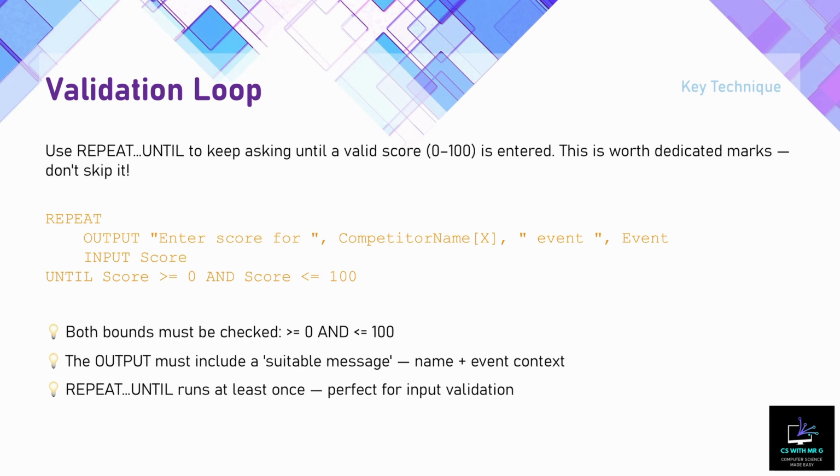The validation for the inputs, nice and easy. All validation will use either a repeat until loop or a while loop. I prefer a repeat until loop because, as you can see, we're going to repeat this code until our variable is between 0 and 100. So this is the range check we mentioned at the beginning.